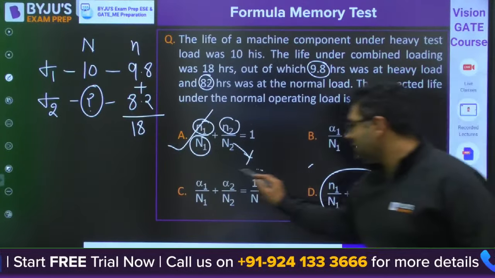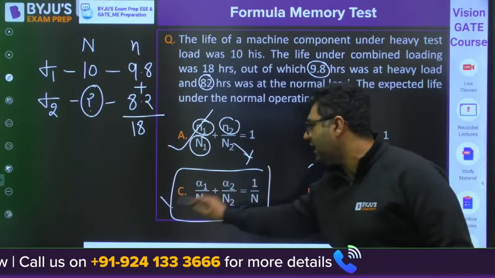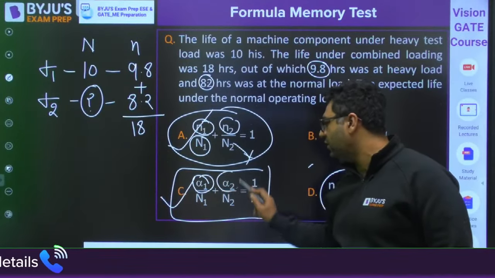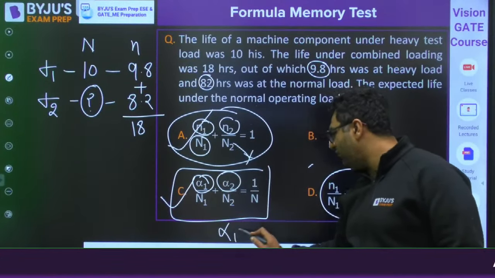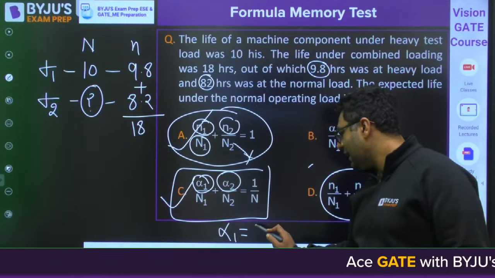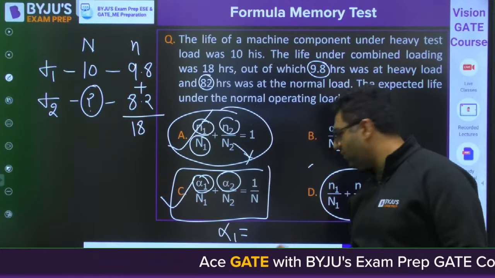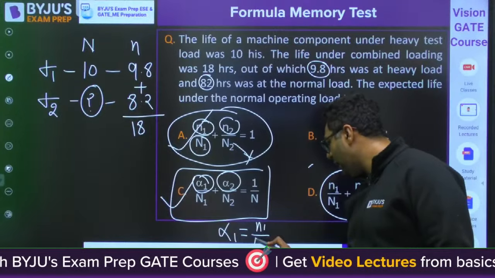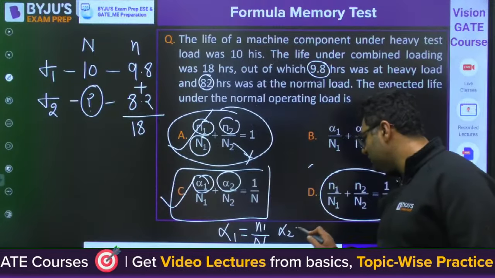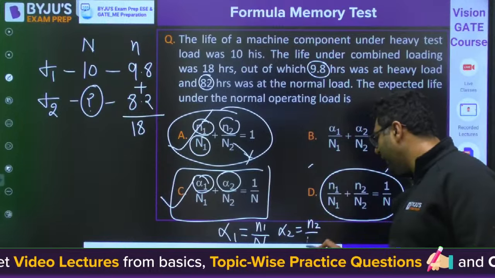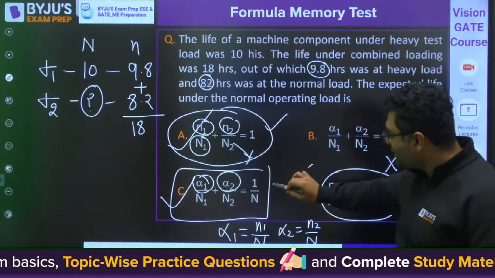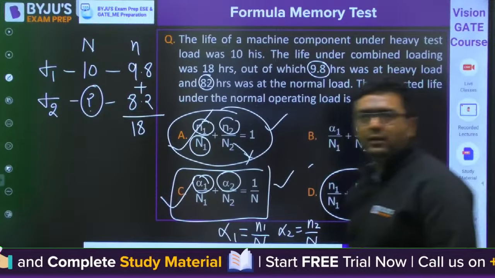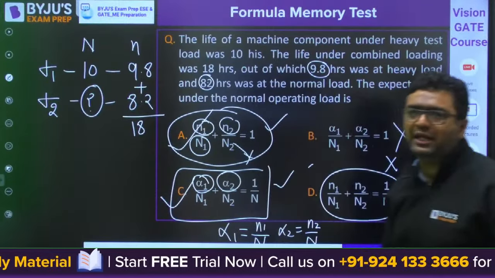Either this is the correct formula, A and C are the correct formulas, but we will use this because fraction of lives are not given. If you know alpha 1 is, what is alpha 1? Alpha 1 is n1 by n. Alpha 2 is n2 by n. So these two formulas are correct. These two formulas themselves are wrong. Okay. So I feel you have done some mistake, Papa ka ghoda.